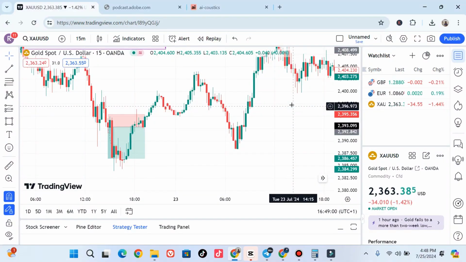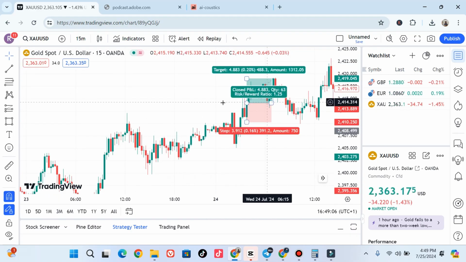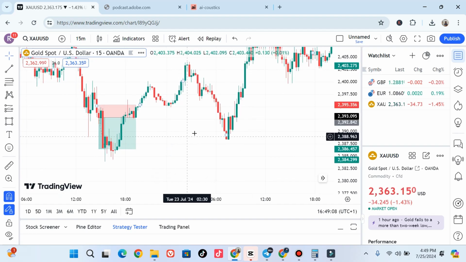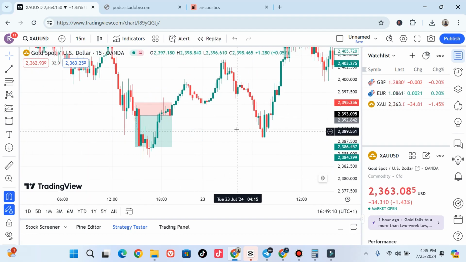because you don't want to miss any part. Okay guys, so this was the first trade that I took with this strategy, and this was the second trade, and you can see it was a very nice and quick take profit.